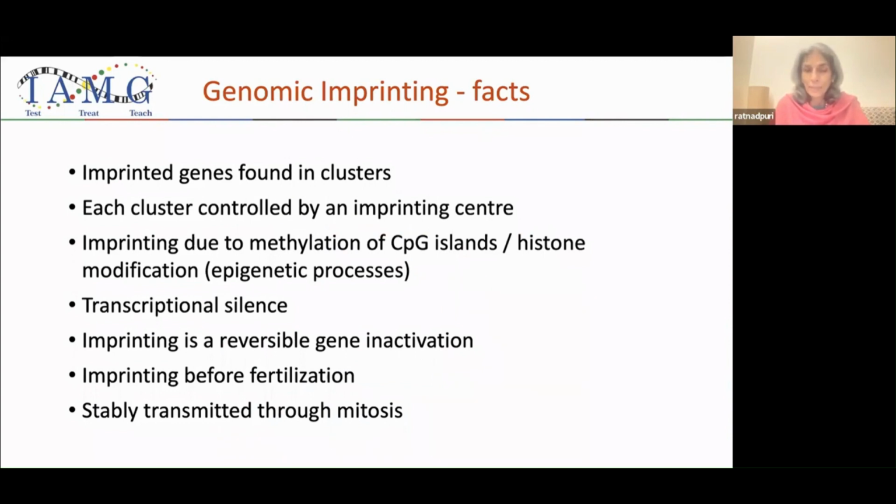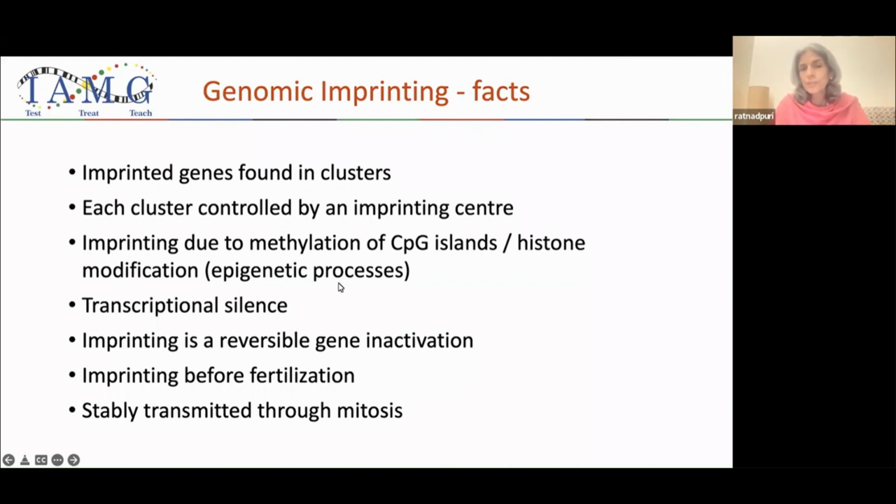Why does imprinting happen? Why does a gene not express in a normal individual? This is because in the structure of the gene, there is methylation of the CpG islands. The CpG islands are repeats of C and G nucleotides, which get methylated. And anything in the human genome that's methylated is not functional. That is one of the mechanisms. The other mechanism is histone modification.